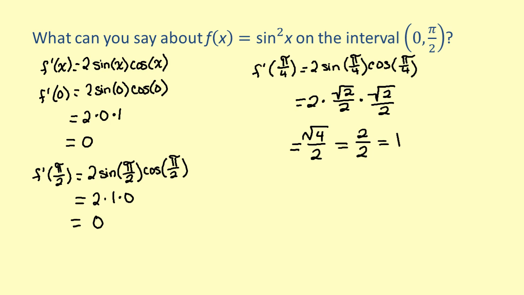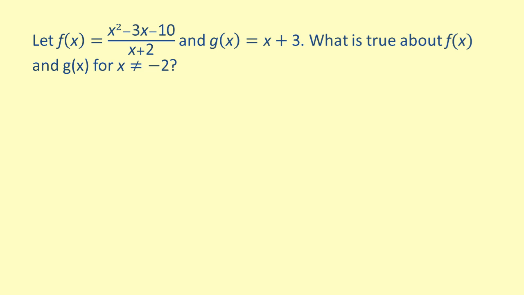Since 1 is greater than 0, f must be increasing. Therefore, by the third corollary, f of x is increasing on the interval from 0 to pi over 2. Here we have a function f of x and a function g of x, and we want to find out what is true about the two of them. Let's look at their derivatives.